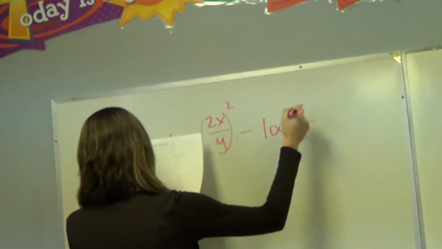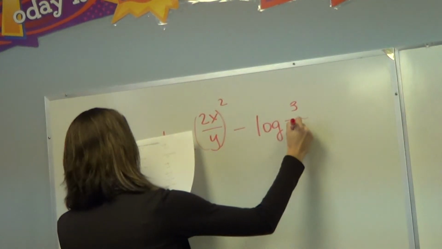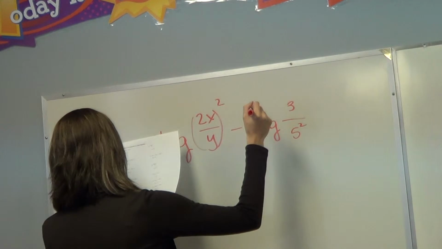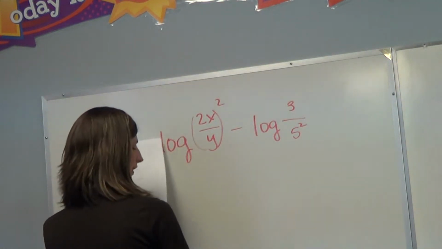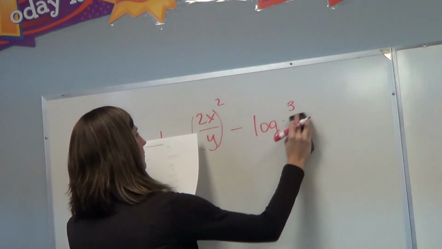Okay, so how would you simplify just the first part? I guess it'd be log of 2x divided by y squared, right? Minus the log of 3 over 5 squared. I had 3 times. Yeah, I thought it would be 10. Oh, sorry, yeah, it's plus. I was like, what? My bad.